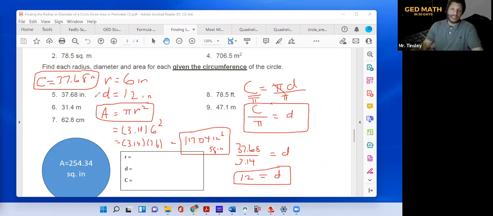This would be our radius and diameter. You can almost bank on these questions. They're either going to ask you what the circumference of a circle is, what the area of a circle is, or if they give you the area or circumference, what's the radius and diameter.